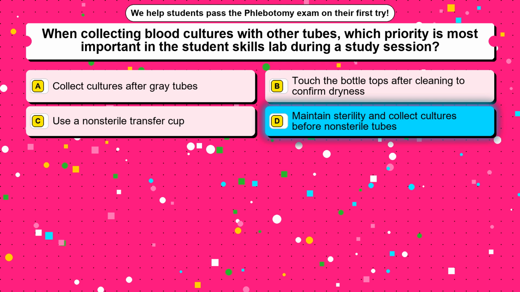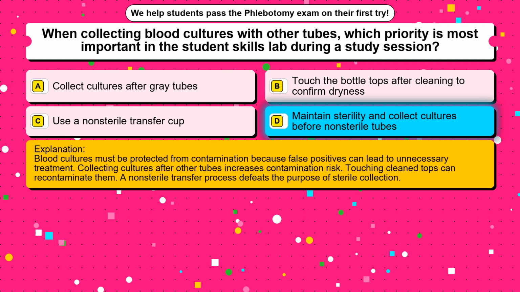The correct answer is option D. Maintain sterility and collect cultures before non-sterile tubes. Blood cultures must be protected from contamination because false positives can lead to unnecessary treatment. Collecting cultures after other tubes increases contamination risk. Touching clean tops can recontaminate them. A non-sterile transfer process defeats the purpose of sterile collection.